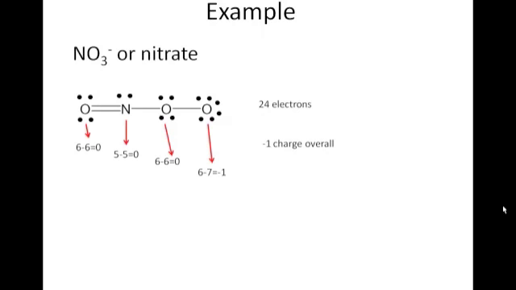This does not exist. But if I asked you to draw a Lewis dot structure of the nitrate anion and you gave me this, I'd probably have to give you credit for this because there's nothing wrong with this structure except for the fact that it's not the structure.